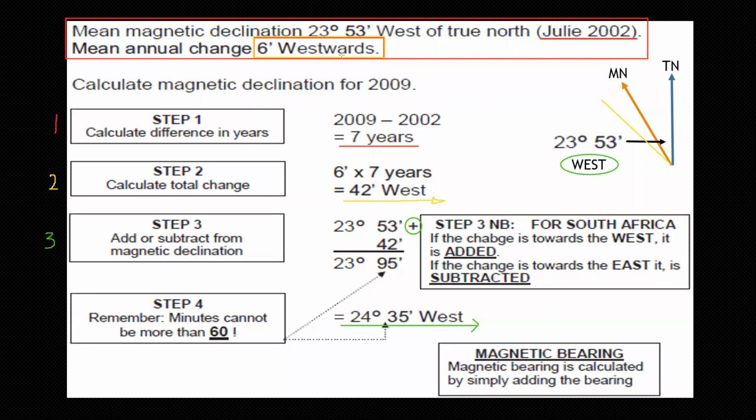So if you are able to do this, and if you are able to do your normal bearing, you'll be able to add these together to be able to find out your answers.